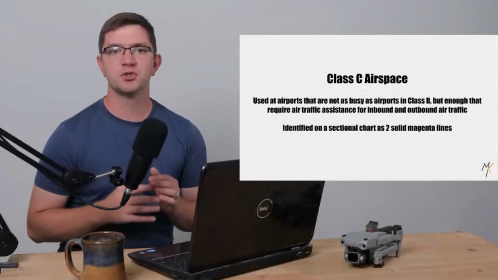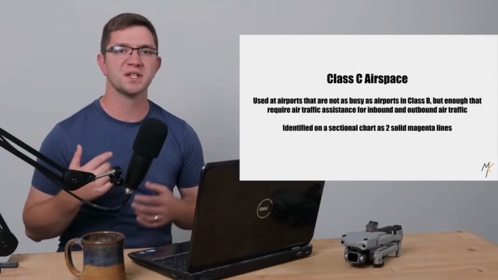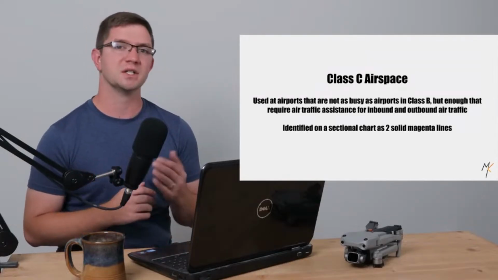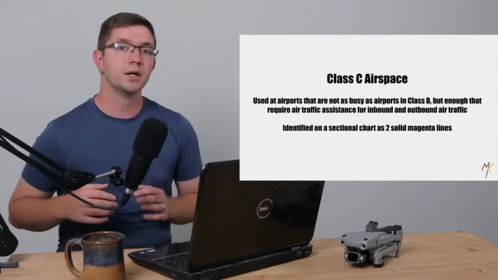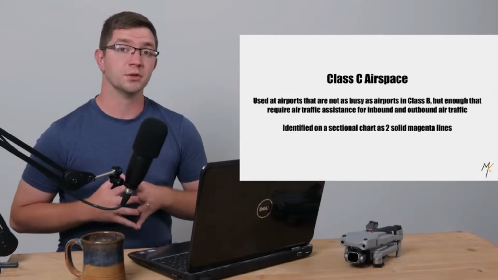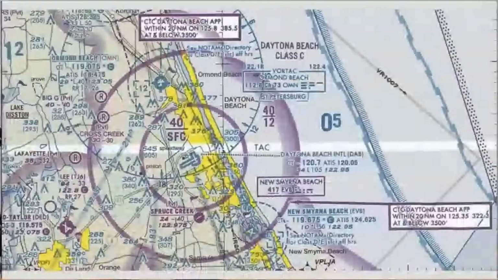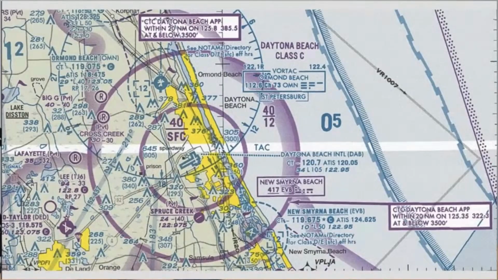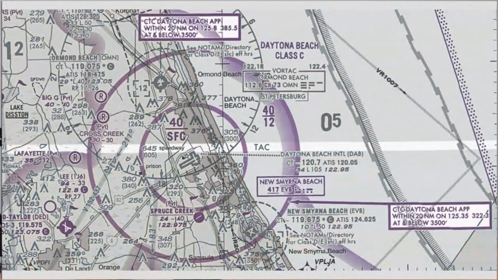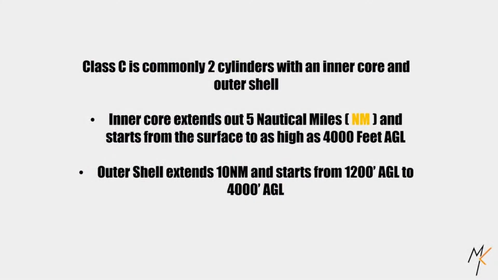Class C, or Class Charlie airspace, is used around airports that don't see as much traffic as Atlanta Hartsfield or JFK Airport, but it still requires air traffic control assistance. On a sectional chart, it's going to be identified as 2 solid magenta lines. Here's what it looks like on the screen. And if we take away the saturation again, here's what it looks like with just the magenta on the screen. Again, it's similar to an upside down wedding cake. However, it's mainly composed of 2 cylinders that are going to create an inner and outer core.